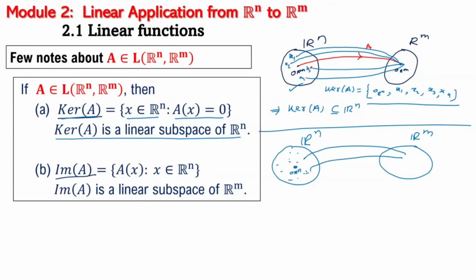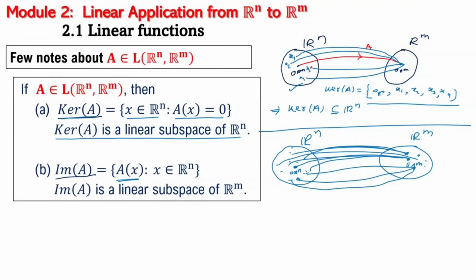So this is R^n. This obviously goes to R^m, but all the entries have a map here. Now, some entries may go to the same point. So therefore, the collection of the points in R^m is known as the image of A. It means where the points of R^n are going, that's the image.